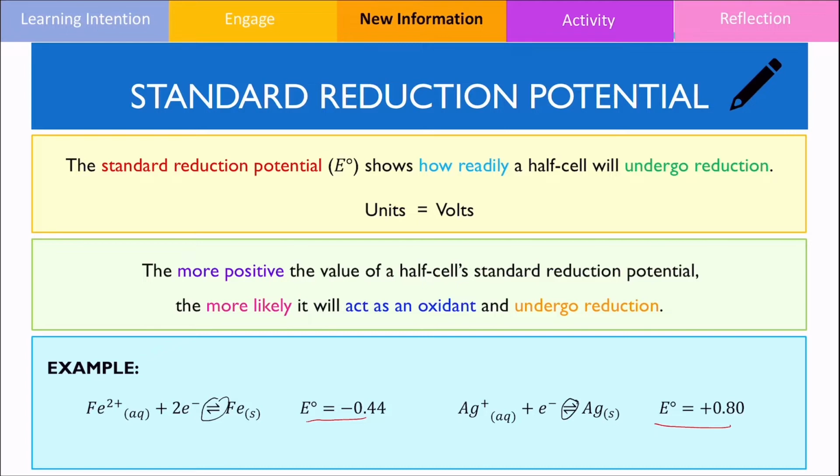If we know the cell potentials of each half equation, I can conclude that the half cell containing silver ions will most likely undergo reduction since its value is more positive compared to iron 2. Hence, I've answered by saying Ag+ is the stronger oxidant and will undergo reduction. This knowledge is crucial for you to understand how to use the electrochemical series.